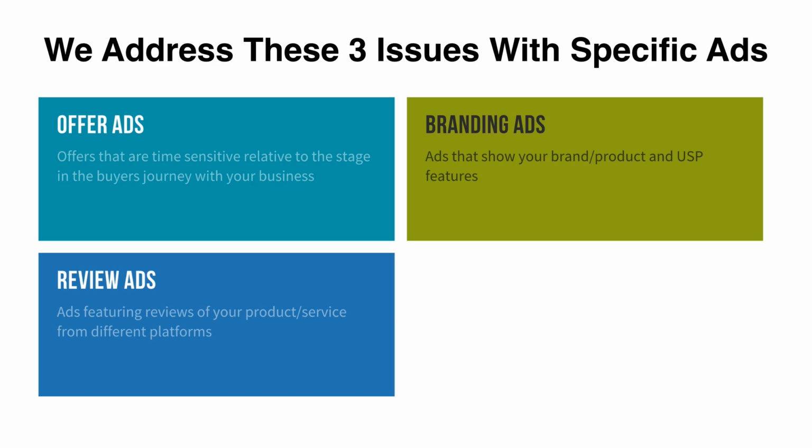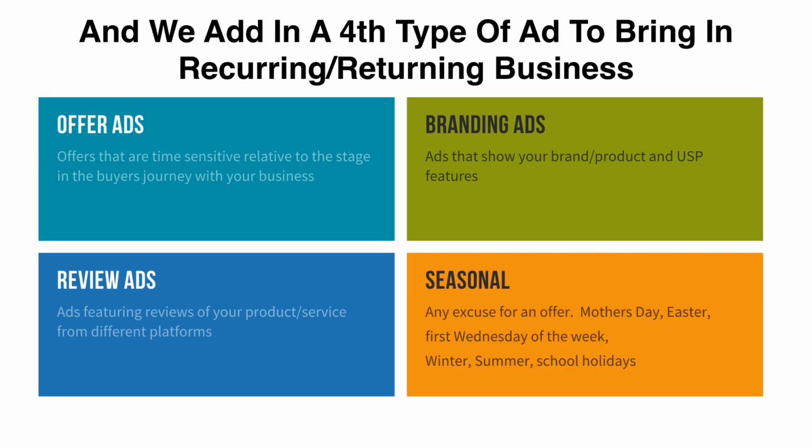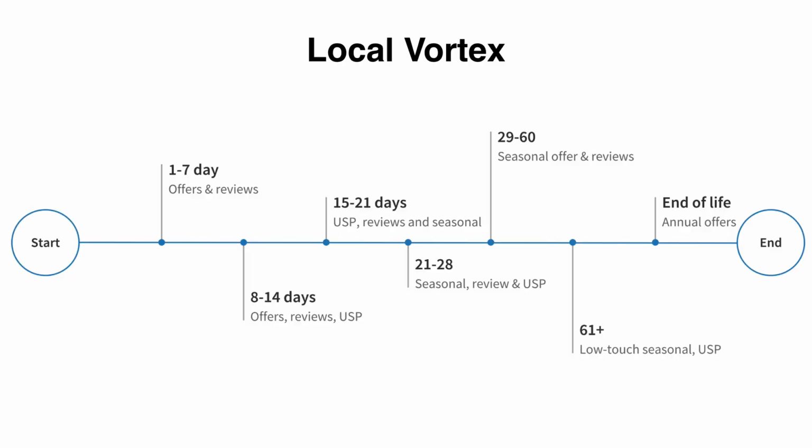And then the third thing is branding ads. So ads that show your brand and your unique selling propositions and features of your company is the third type of ad that we run. And then we also add in a fourth type of ad to bring in recurring and returning business for you as well. So we can do this lots of different ways. We can run seasonal, Mother's Day, Easter, first Wednesday of the week offers. We can run winter, summer, or holiday specials. So there's lots of ways that we can run these quote unquote seasonal ads for you as well.